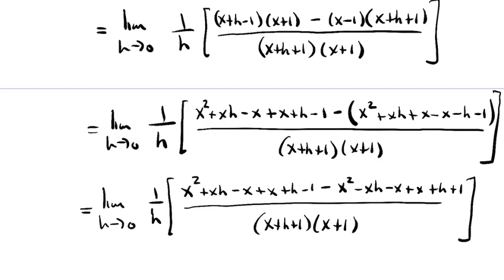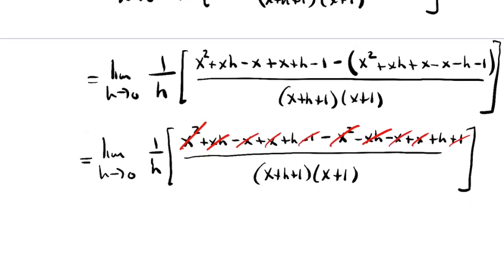And now let's go red pen and do some canceling here. I see an x squared and a minus x squared. They're gone. I see an xh and a minus xh. I see minus x and x, minus x and x. I see minus 1 and 1. It is a miracle. Everything cancels there except for two h's. Two h's survived the cancellation in the numerator.